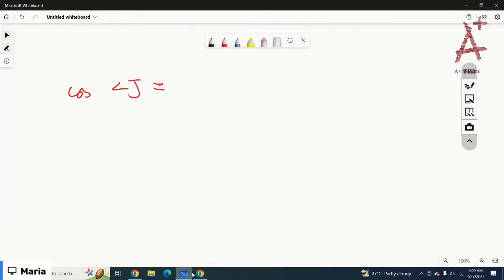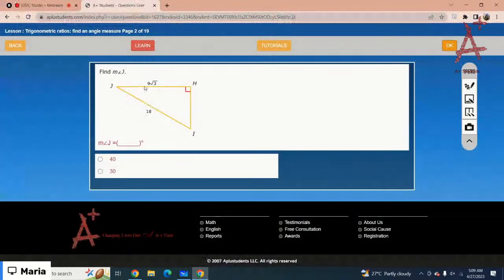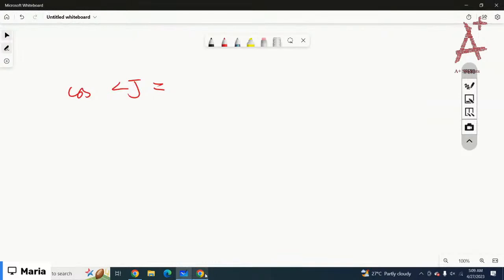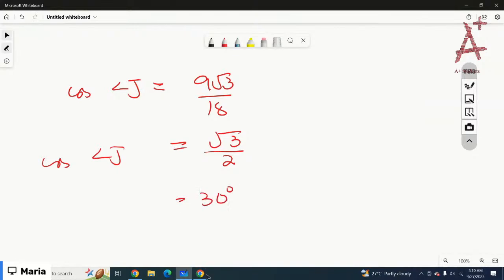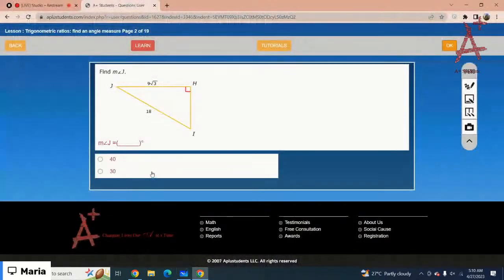That would be 9 square root 3 divided by 18. 9 times 1 is 9 and 9 times 2 is 18. So you're left with square root 3. You need to see what angle cos is square root 3 by 2? That would be 30 degrees. So the correct option is 30 degrees. Got it?